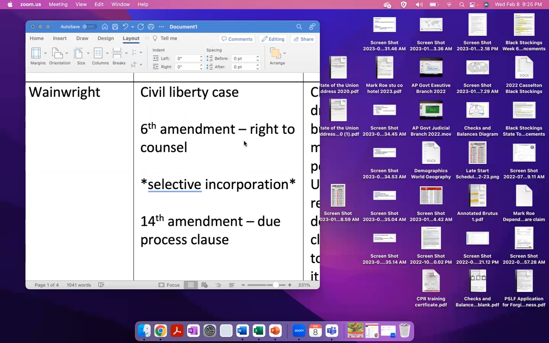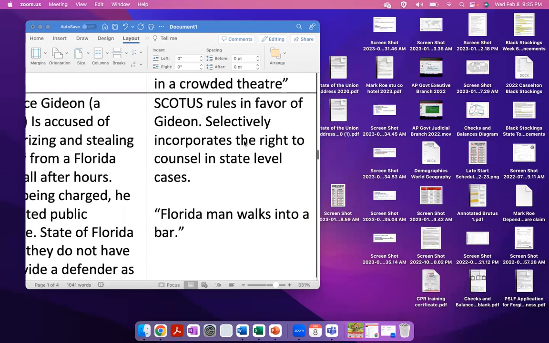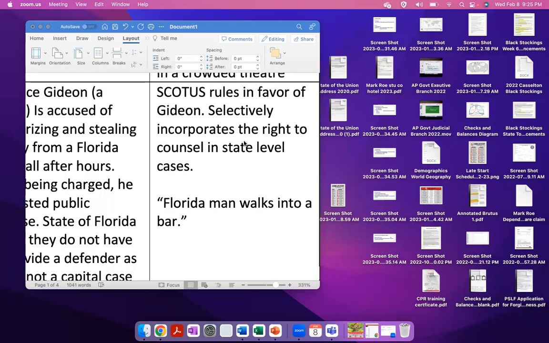He challenges it in the Supreme Court and he says, I want my counsel. The Supreme Court agrees with him. They said, you have the right to that. The Supreme Court rules in favor of Gideon, thus selectively incorporating the right to counsel to the states.